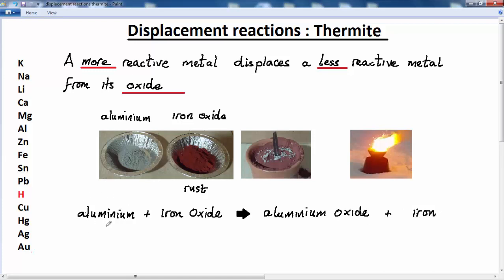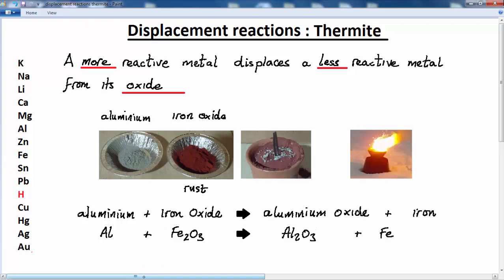Now this reaction can only take place if the metal that is doing the displacing is higher up in the reactivity series than the metal that is displaced from its oxide. So aluminium will displace iron from iron oxide, but iron, for example, cannot displace aluminium from aluminium oxide because aluminium is higher up than iron. Let's just write out the symbol equation for this. So we've got aluminium plus iron oxide, and as I said earlier, it's iron 3 oxide, so the formula for that is Fe2O3, which gives us Al2O3, so that's nicely balanced.